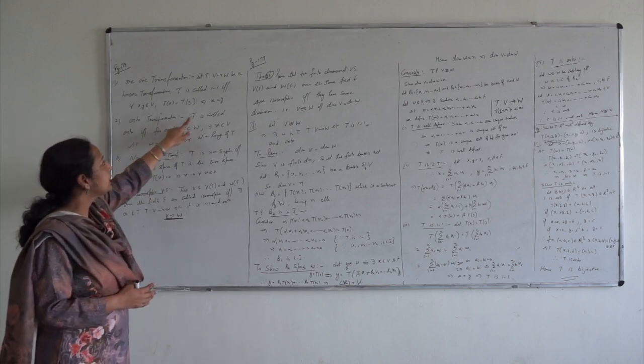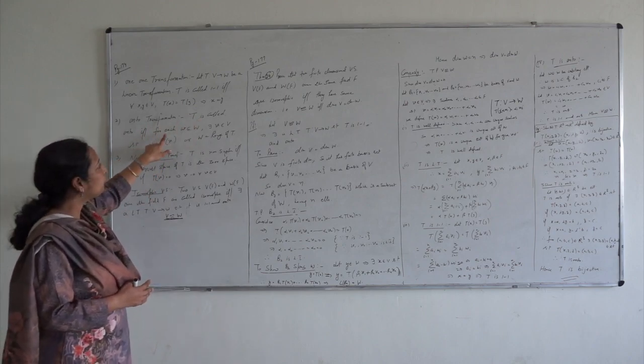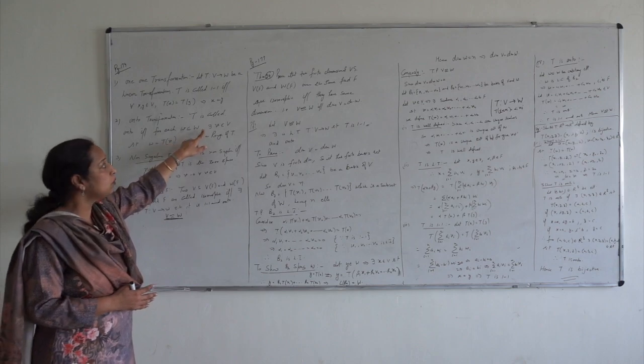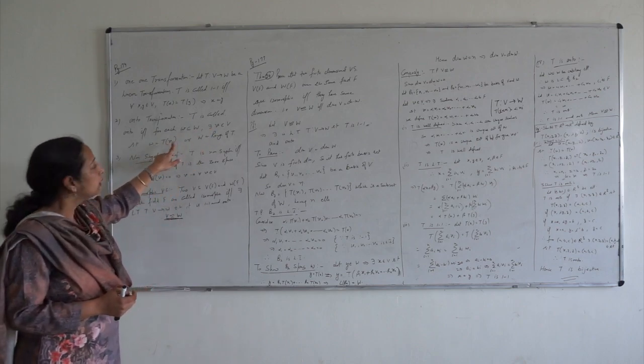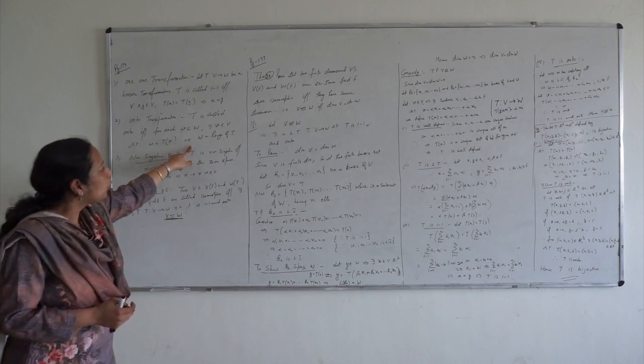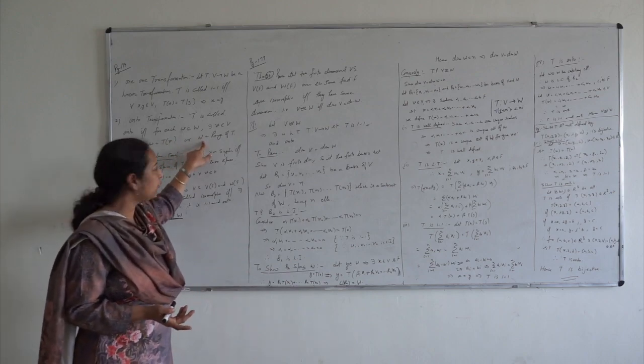Onto transformation: T is called onto if and only if for each w belonging to W, there exists one element v belonging to V such that w is equal to T of v, or W is said to be the range of T.